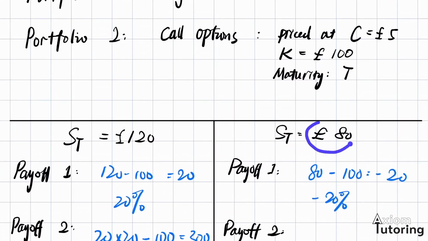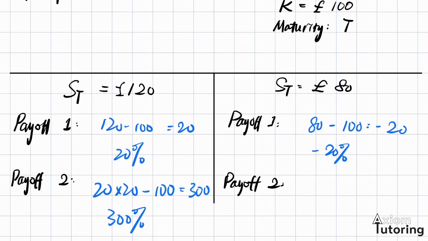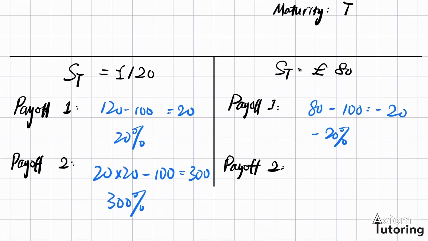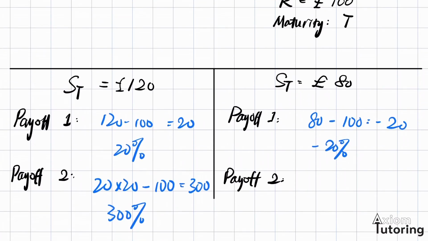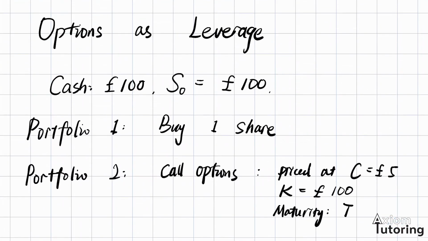In this case, yeah, it is. So 80 is less than 100, so we'll never exercise them. So we'll essentially forgo or forfeit these options. But then we have paid the cost, which is minus 100, right? So in this case, our return is minus 100%, in which case we have lost everything, our initial investment of £100.